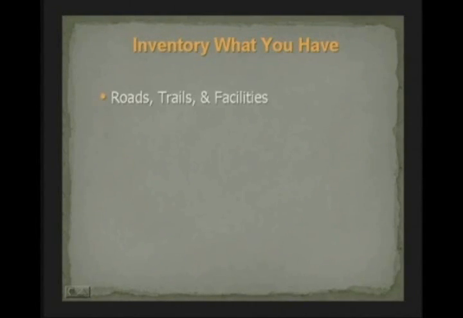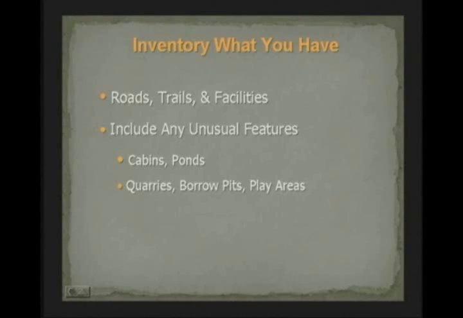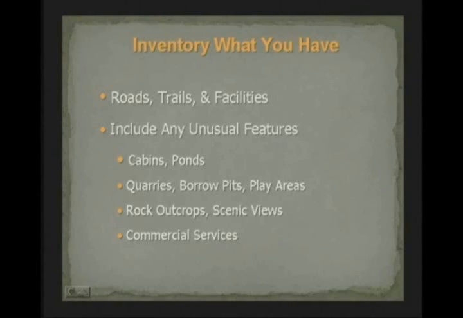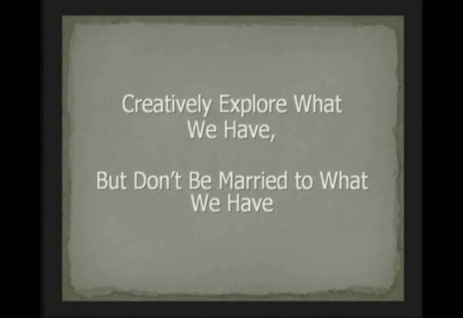Next, you need to inventory what you have to work with. This includes roads, trails, and facilities. Any unusual features such as cabins or ponds, quarries, borrow pits, or possible play areas, rock outcrops or other scenic views, and commercial services that could provide for riders' needs. Then use your creativity to explore what's there and what's not there. If something is in the wrong location or doesn't provide for rider needs, find a better location to build a better trail, to provide the desired opportunities with a sustainable trail.